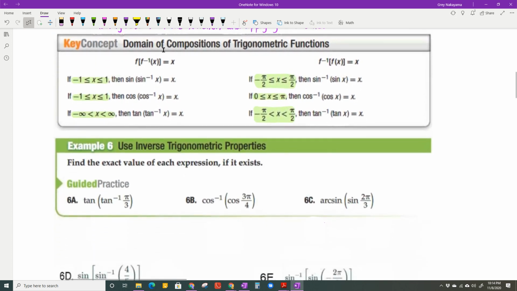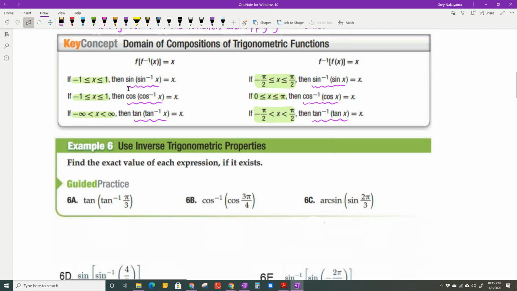Now, one of the things to know is that when we are composing inverse functions, we talked about this a lot previously with exponents and logs and even before that. But if you're composing inverse functions, you always get what you started with. So keep in mind, when you see something like this, the answer is x. Any of these, the answer is whatever you started with, as long as this answer is in between these values.